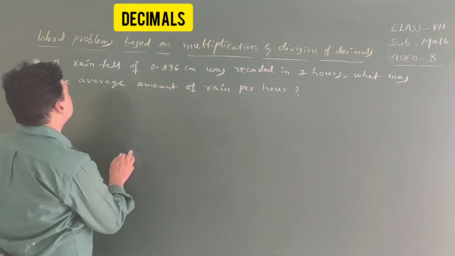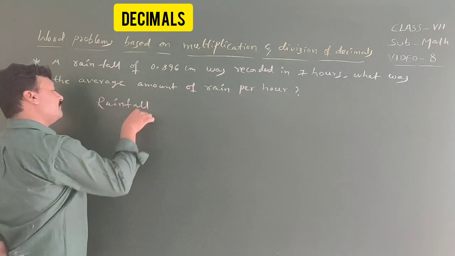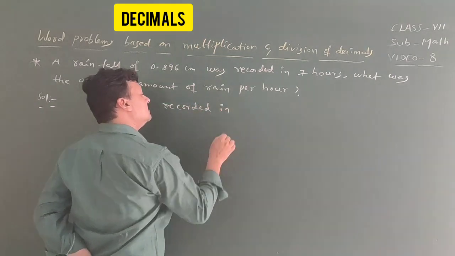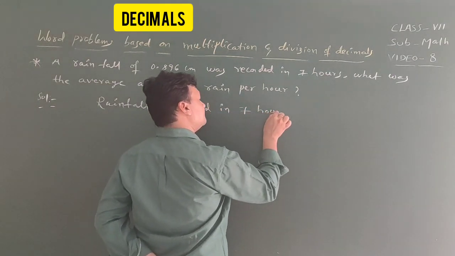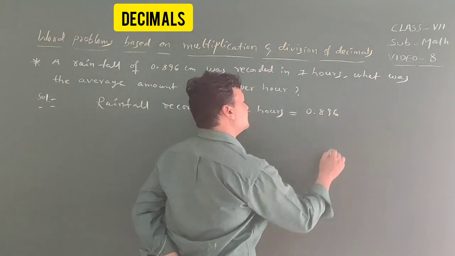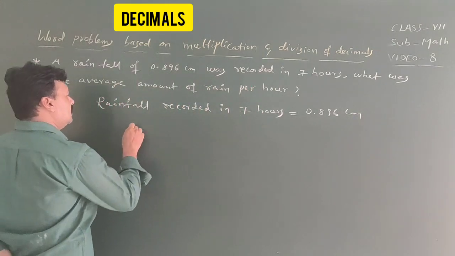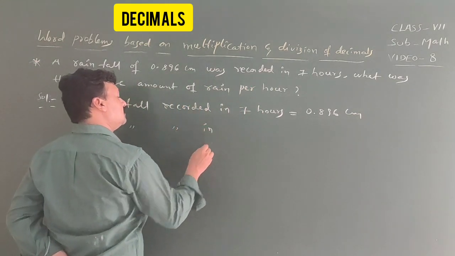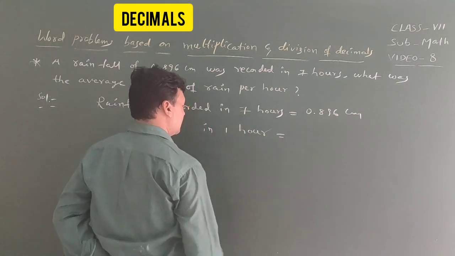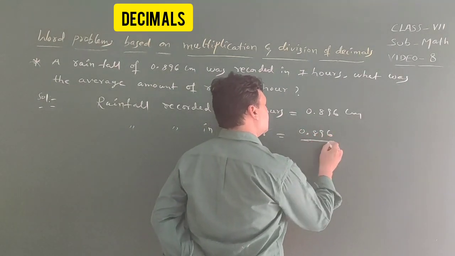Now, rainfall recorded in 7 hours equals 0.896 centimeters. Now rainfall recorded in 1 hour we need to find. For finding 1 hour we divide 0.896 by 7.